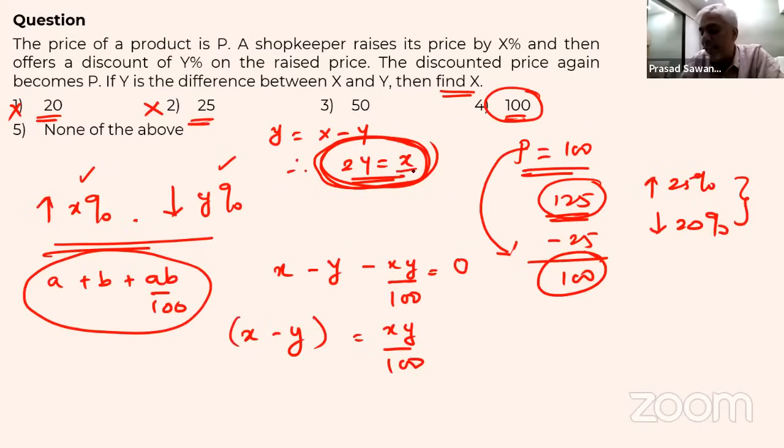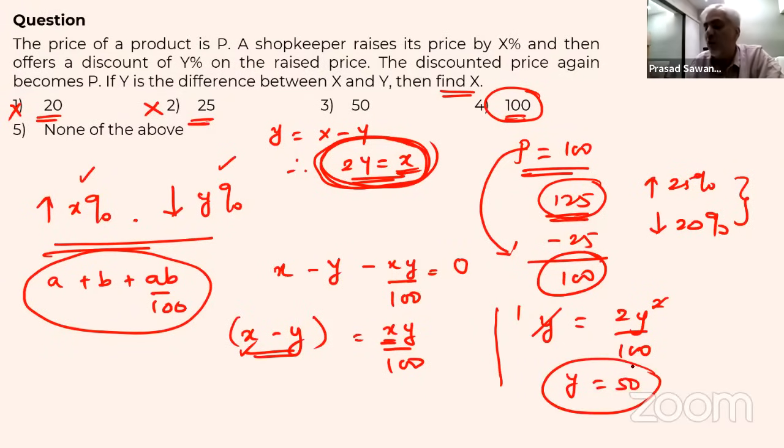You can replace X with double of Y, or you can replace Y with half of X, but it's easier to replace with double. So I will replace X with double of Y. It will become 2Y minus Y, which is Y, and this will be 2Y into Y, which is 2Y square upon 100. Y will cut. 2Y upon 100 is equal to 1. 100 is 2Y, so Y is 50. If Y is 50, obviously X is 100, and that is why the fourth option is the answer.